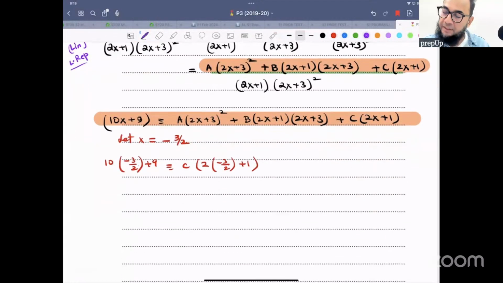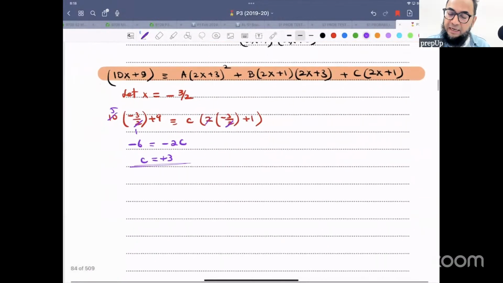Over here, the 2 5s are negative 15 plus 9, which is negative 6. 2 and 2 cancel, negative 3 plus 1 is negative 2. That is equal to negative 2c. Therefore, c comes out to be positive 3. That is the first thing that is achieved.